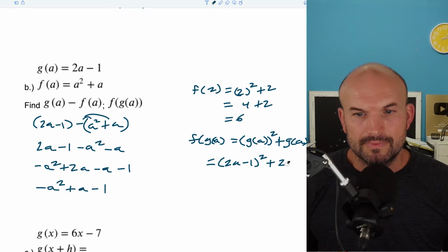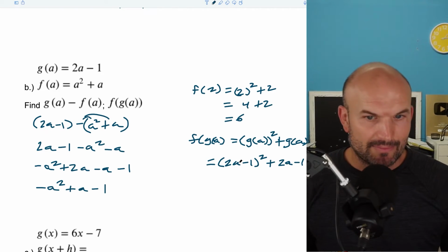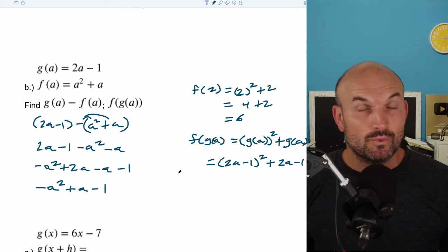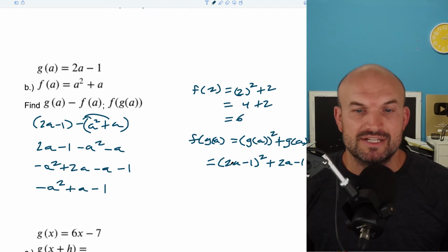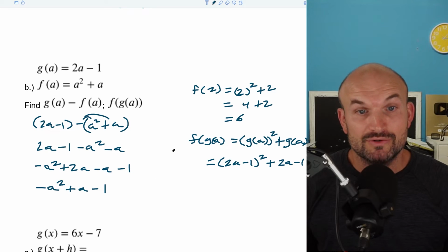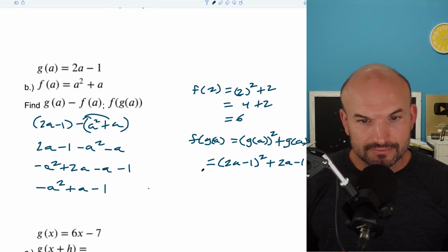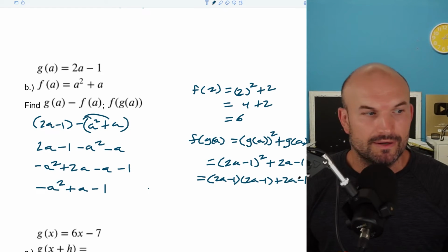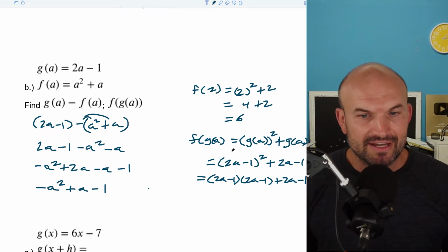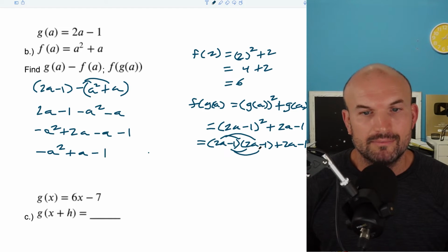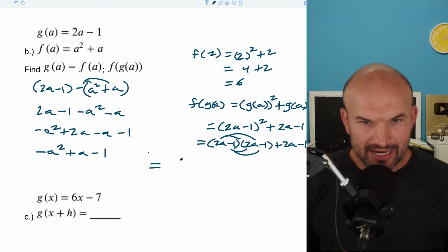Okay, so now we need to remember, how do you multiply out 2a minus 1 squared? Well, remember, 2a minus 1 squared is 2a minus 1 times 2a minus 1. Do not distribute that squaring to both those terms. So what we actually need to do is multiply that out. So this is actually going to look like 2a minus 1 times 2a minus 1 plus 2a minus 1. Very important that we have that organized. And now we can go ahead and apply the distributive property here and multiply every term by every other term. I'll move this to the left.